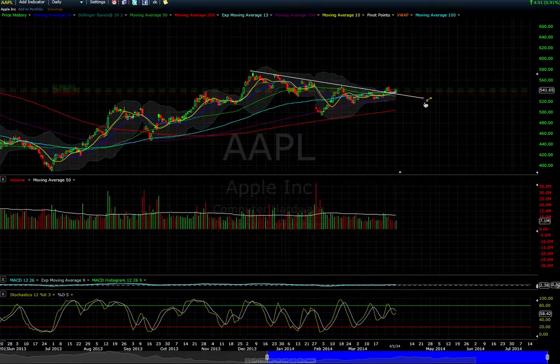Nice little trend line. Apple is breaking that and consolidating above that. So that is very bullish on Apple at the moment.